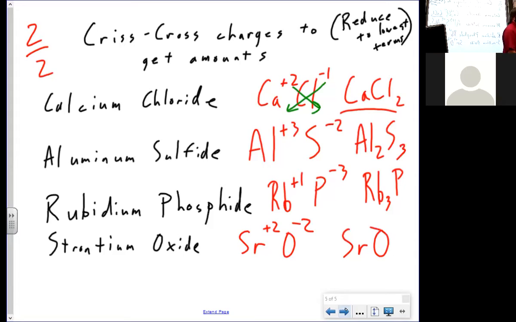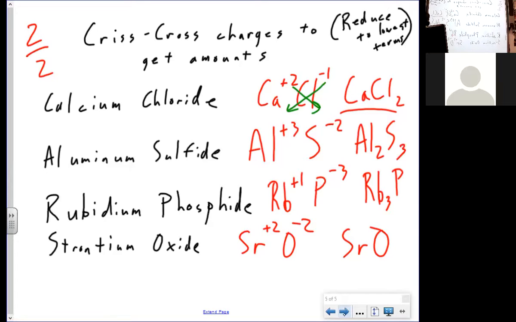Rock and roll. All right? And going the other way is easy because you don't have to worry about the numbers. Going the other way, you just say what it is. Calcium chloride, aluminum sulfide, rubidium phosphide, strontium oxide. As long as you know what the charges are, you just name it. You roll. Feel good?